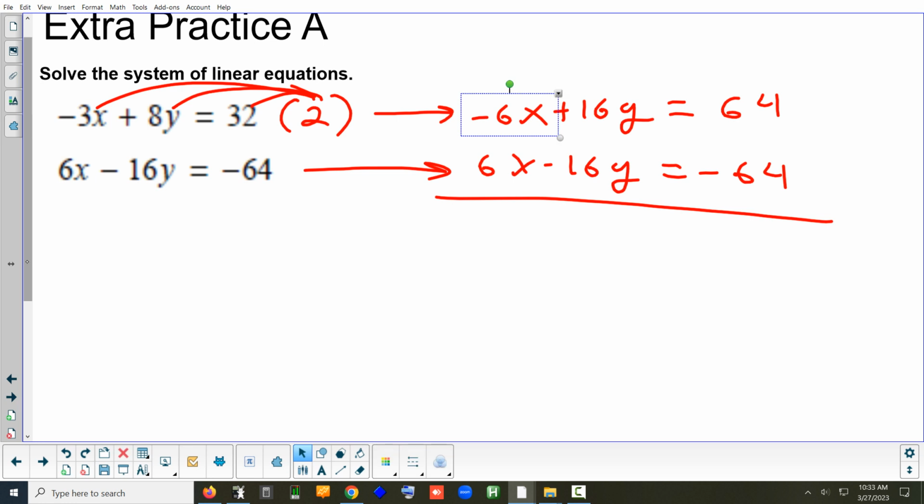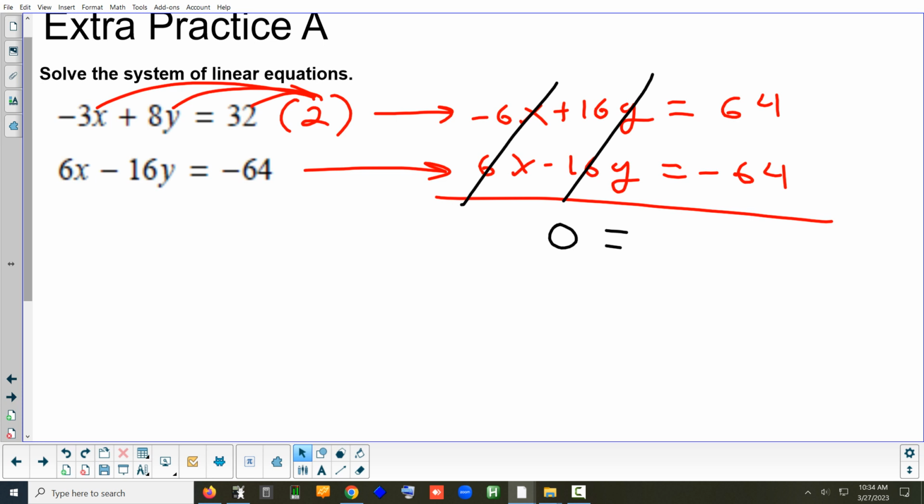Anaya, what's -6x and +6x? 0. Those cancel. Okay, next column. Natalie, what's 16y and -16y? It cancels out. So now, all the letters canceled out, we're looking at a special case. It's either going to be no solution or infinitely many. What's on the left-hand side? Since all the x's and y's canceled, we need to put something. Yep. We're going to put 0.